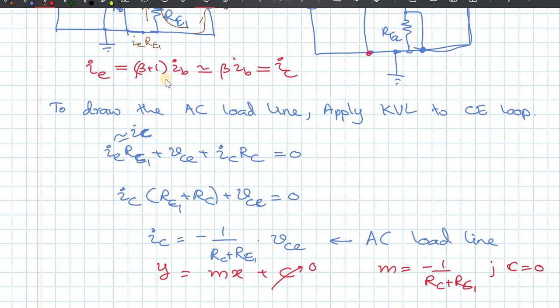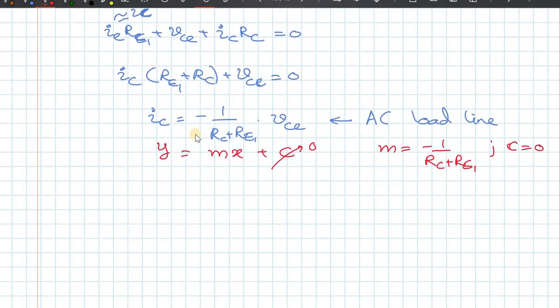Now here, so therefore both my intercept and the slope are different. What is my slope? My slope m is equal to minus 1 over RC is 10k plus RE1 is 0.24k, right, 240 ohms. So this is roughly about minus 10k, because 0.24 is like 2.4% of my total resistance. So therefore it is too small. So we can assume this is about this much.